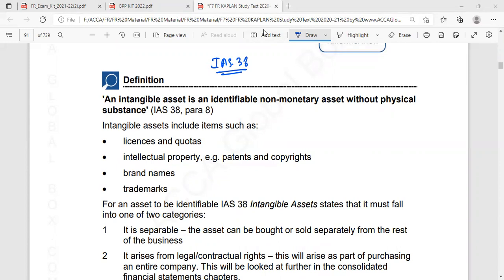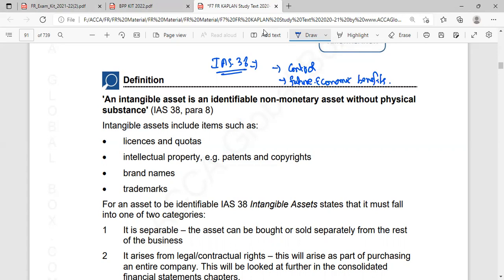First of all, what is meant by an asset? An asset is an economic resource controlled by the entity based on past events, which provides some economic benefits to the entity in future. So there must be control, and it must provide future economic benefits to the entity. Assets are generally classified into two types: one is tangible, another is intangible.